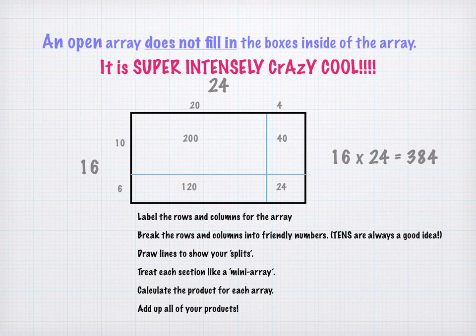Then I treat each section like a mini array. So the top left-hand array is 10 times 20, or 10 rows with 20 in each row, which is 200. And I can finish the array in that manner. Then you add up all the values to get your product. So an open array takes an array one step further into the world of super intensely crazy cool. Give it a shot, guys. We'll talk about it this week.